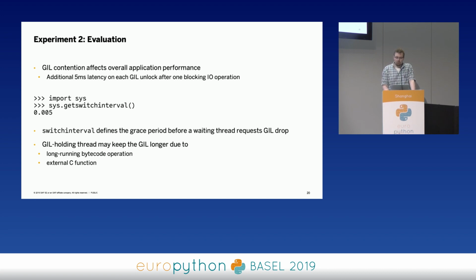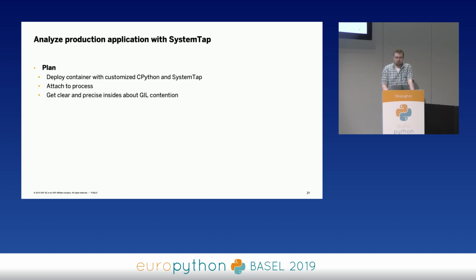Okay, now with that, we have some tool sets which we can use to analyze our productive application. So here's the plan, how we do that. We deploy our new container with our custom CPython version, including SystemTap. On our cluster, we go to the machine which is running the scheduler, we attach to the process, and we get some nice insights about the GIL contention.